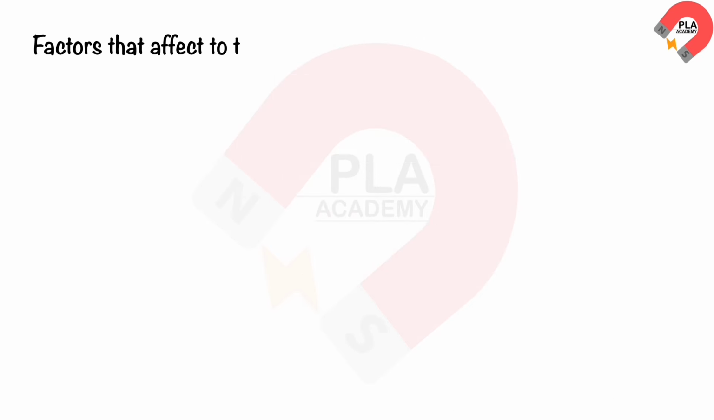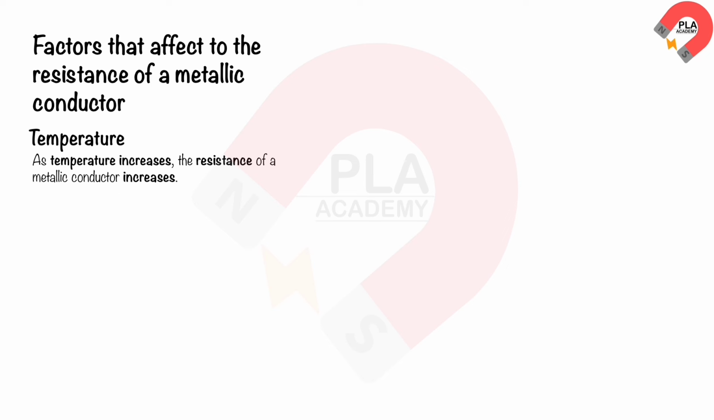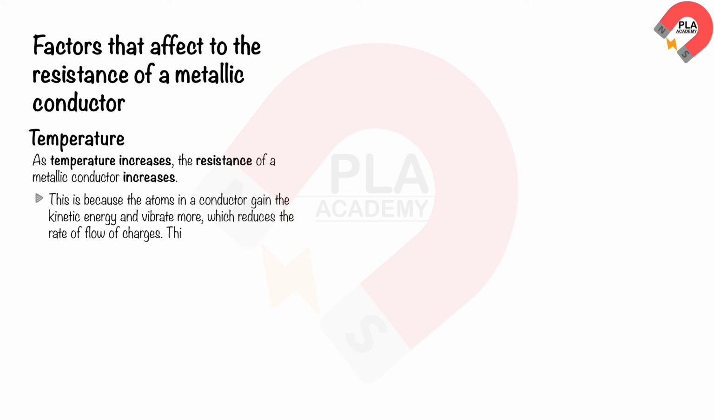Factors that affect the resistance of a metallic conductor. Temperature. As temperature increases, the resistance of a metallic conductor increases. This is because the atoms in a conductor gain kinetic energy and vibrate more, which reduces the rate of flow of charges. This causes the current to decrease and the resistance to increase.